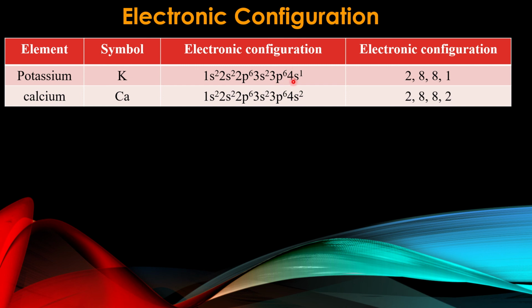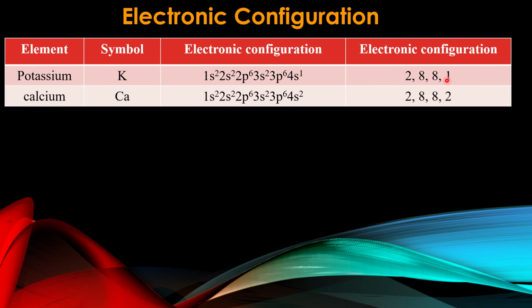Now the energy of 4s is less than the energy of 3d. So the last electron of potassium cannot go to the 3d orbital because its energy is more than 4s. So the last electron of potassium goes to the 4s orbital, and it looks like this: 2, 8, 8 and 1.